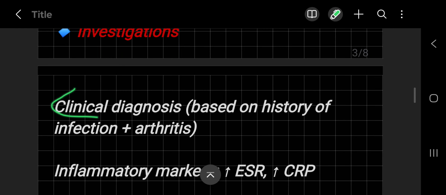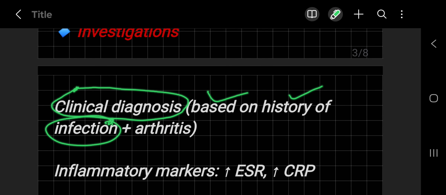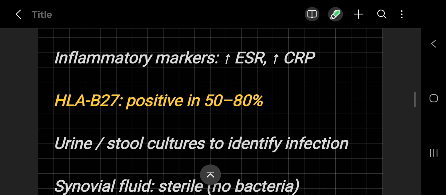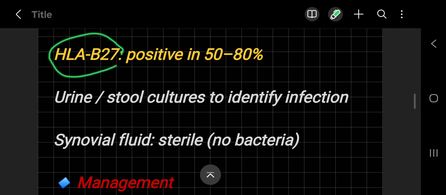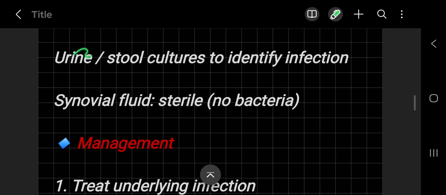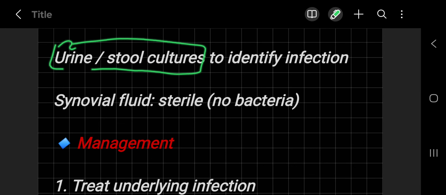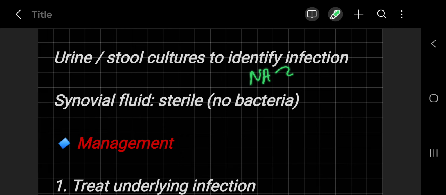Oral ulcers can also be seen, but these oral ulcers are painless. Investigations. You have clinical diagnosis also. Based on the history of the infection and then development of arthritis, we suspect reactive arthritis. Then what labs should you do? ESR and CRP should be done, because of inflammation, both these inflammatory markers are raised. HLA-B27 is positive in almost 50 to 80% of the patients, because it is mostly seen in patients who are HLA-B27 positive.